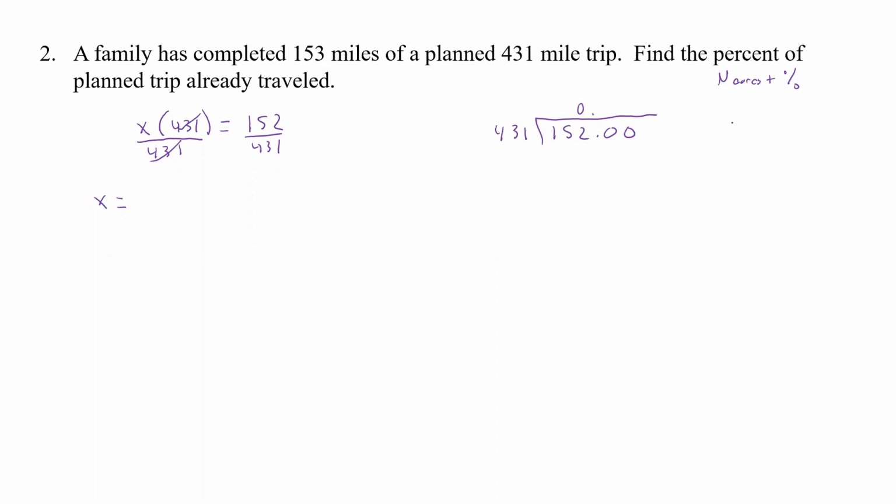And so then 431 times maybe 3. That's a 3, that's a 9, that's a 12. So that looks like it might work. So that's 1, 2, 9, 3. Subtract that off. So that's a 4, 11, 10. 10 minus 3 is 7. And that's going to be a 2. That's going to be a 2. Now we can bring down our 0.